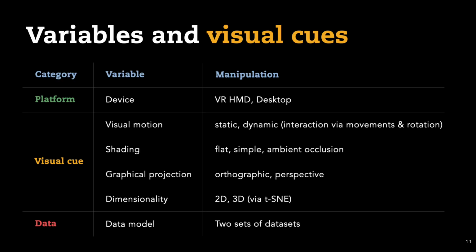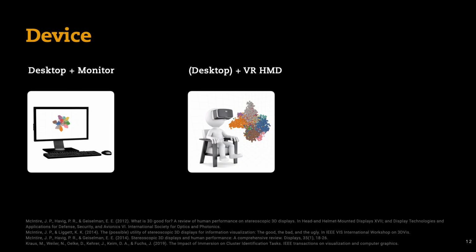For the experiment, we manipulate 6 different variables to cover as much of the design space as possible, including 4 visual cues, which may display strong effects according to perceptual psychology literature. And I will introduce them one by one. First, we consider different devices. We have a desktop monitor as a baseline, and we also have a VR head-mounted display for our purpose to support VR applications.